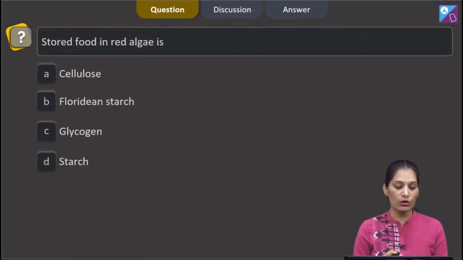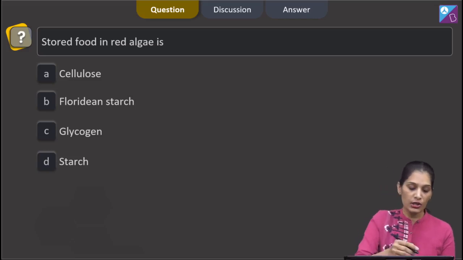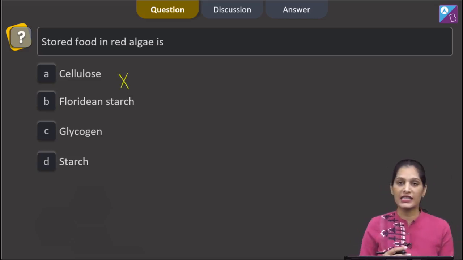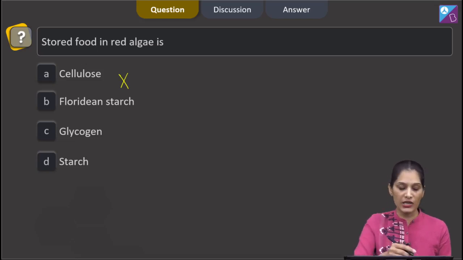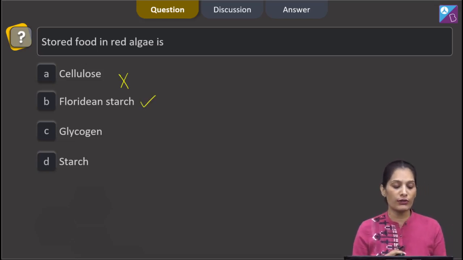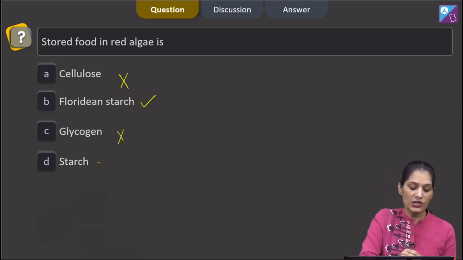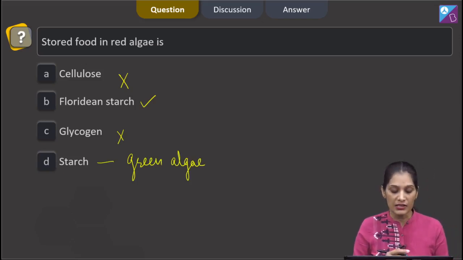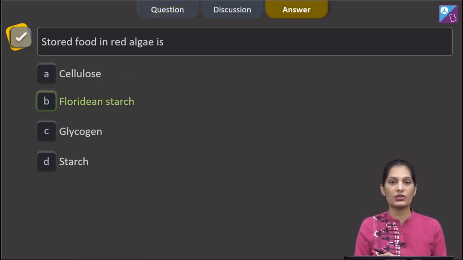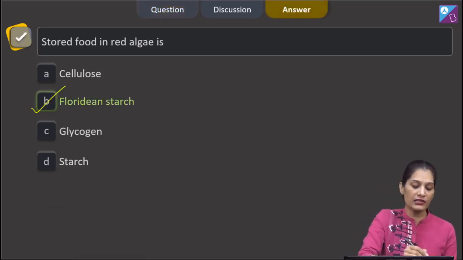This question says stored food in red algae is cellulose. No, it is not the cellulose. Cellulose is found in the plant cell wall, but it is not the stored food of the red algae. Floridian starch. Yes, Floridian starch is the stored food material in the red algae. Glycogen. No, glycogen is the stored food material in the fungi and the animals, but not of the red algae. Starch. Starch is seen in the green algae. So in case of green algae, the stored food material is the starch. So the correct option for the given question is B, that says Floridian starch.